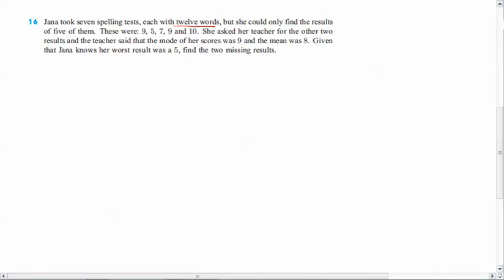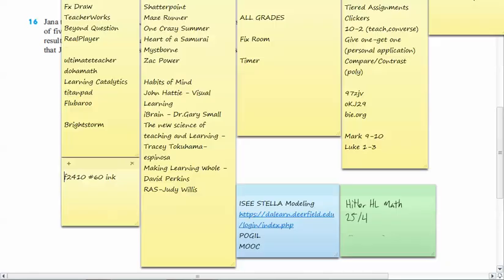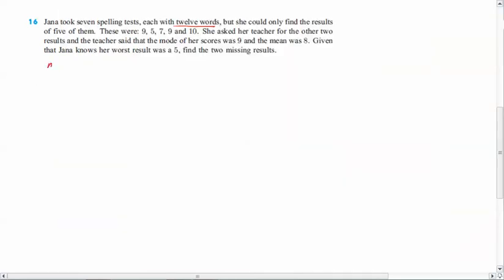Man, so sneaky. The teacher said the mode was 9. Okay, so that means the most common is 9, and the mean is 8. All right? Given that Jana knows her worst result was a 5, so nothing less than a 5, find the 2 missing results.